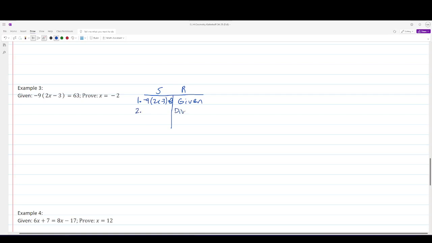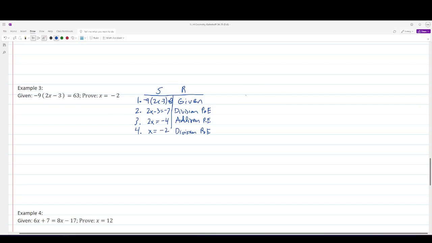So first step here is division POE. That gives us 2x minus 3 equals -7. I divided both sides by -9, and now this is the result. The next step I need to add, so I have addition POE. So I'm going to add 3 to both sides. 2x equals -4. Step 4, I need to divide by 2. Division POE. So we end up with x equals -2, and that was our proof statement, so we finished that one.